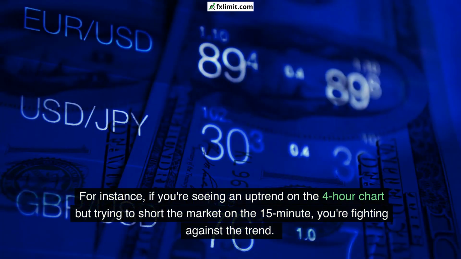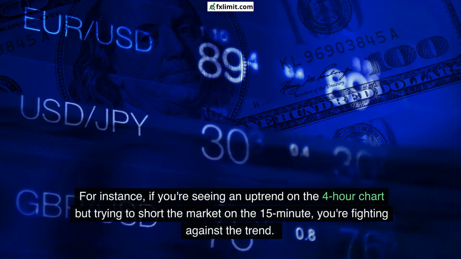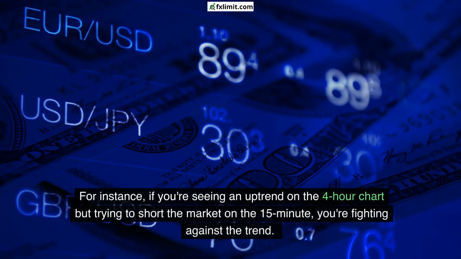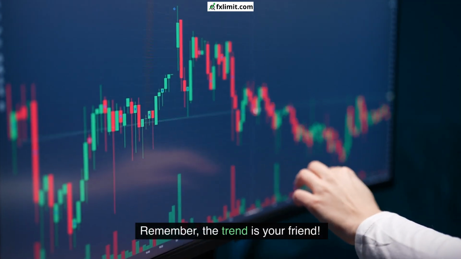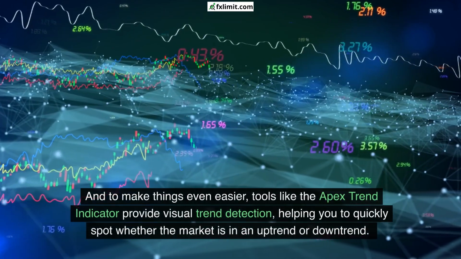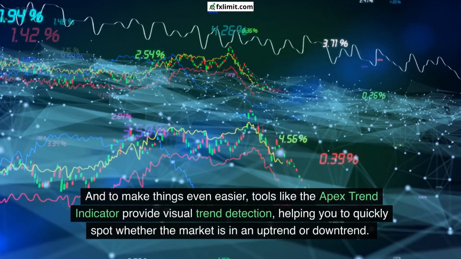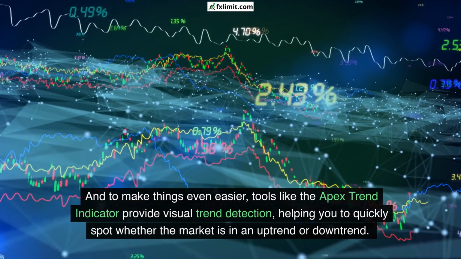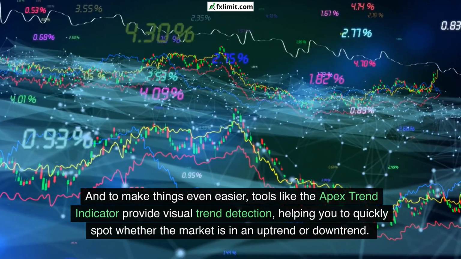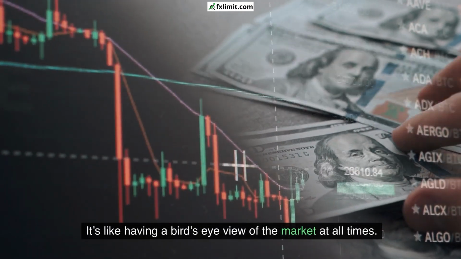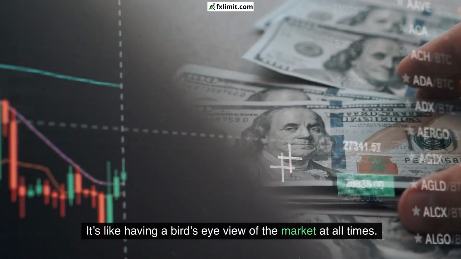For instance, if you're seeing an uptrend on the 4-hour chart but trying to short the market on the 15-minute, you're fighting against the trend. Remember, the trend is your friend. And to make things even easier, tools like the Apex Trend Indicator provide visual trend detection, helping you to quickly spot whether the market is in an uptrend or downtrend. It's like having a bird's eye view of the market at all times.